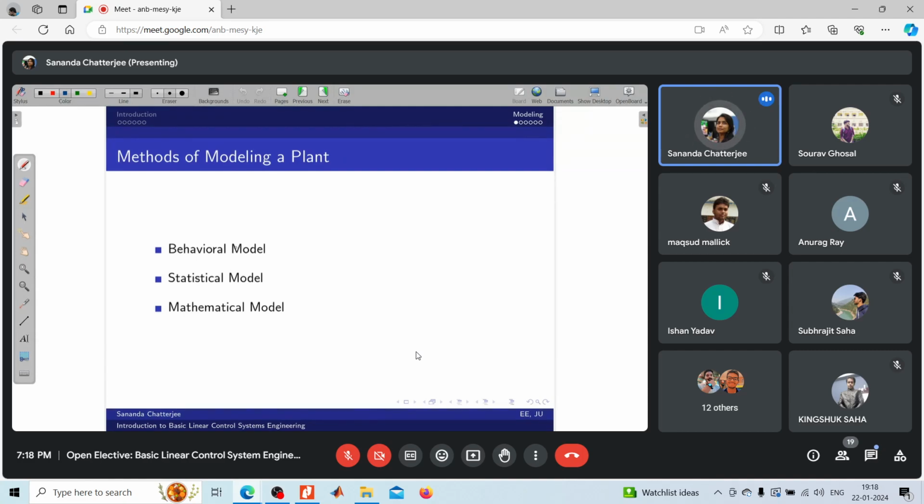Say if we are talking about a system where... Can you tell me, have you seen any structural models of any plant? There are students from different departments, right? Mechanical and civil students are there.